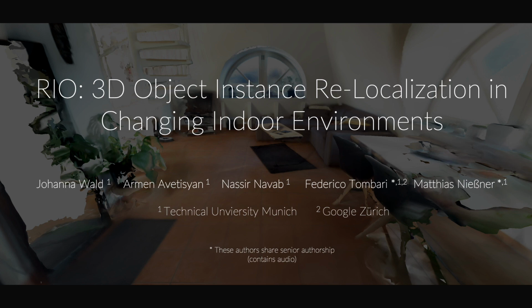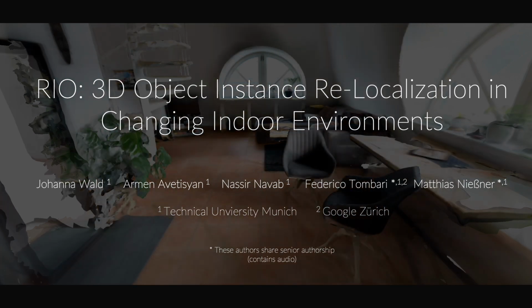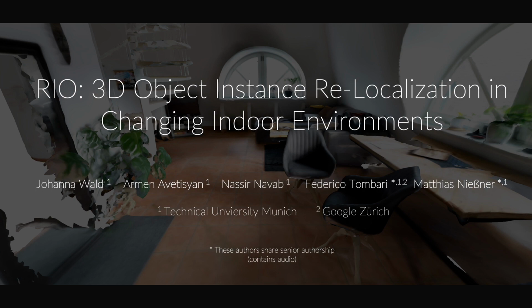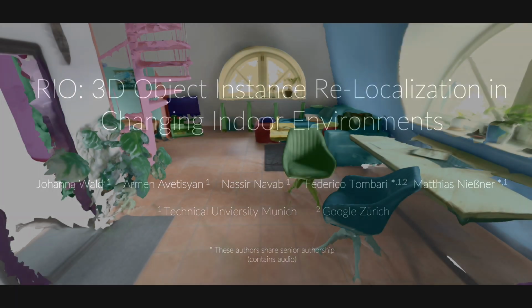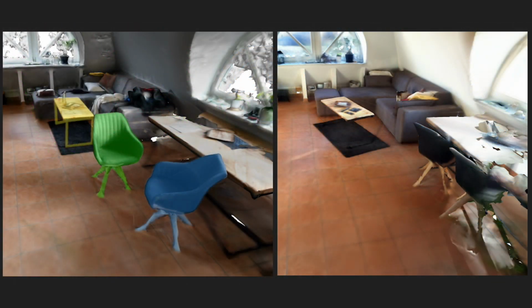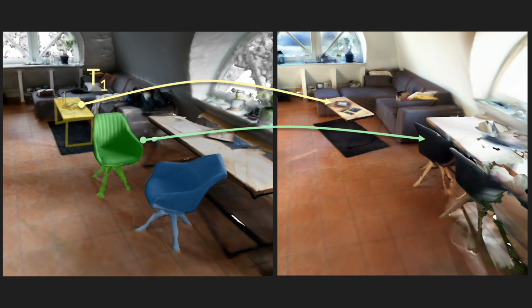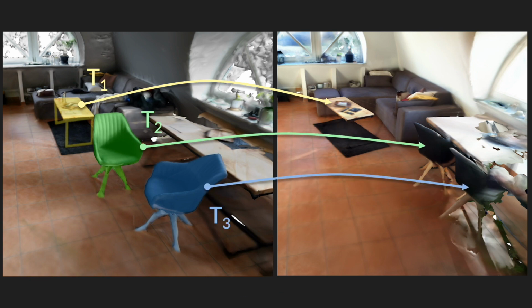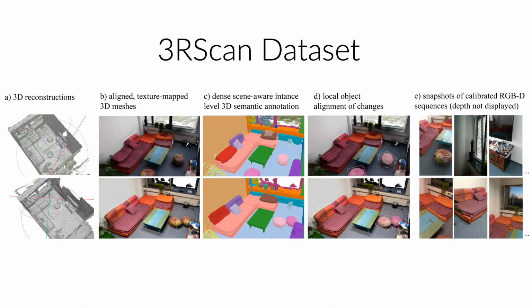In this work, we focus on environments that change over time. Specifically, we explore the task of object instance relocalization. Given the instance segmentation of a source scene, we want to relocalize objects in a target scan taken at a later point in time. To this end, we first introduce FreeRScan, an indoor RGB-D dataset of changing environments.